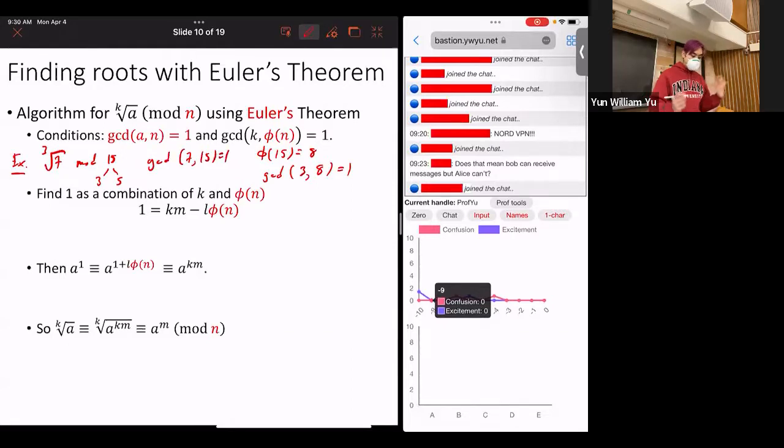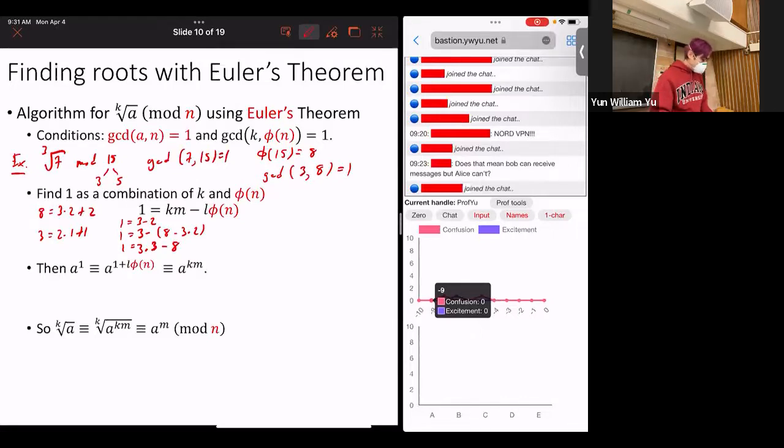So what do we do? Well, we find 1 as a combination of k and phi of n. So let's do that. 8 is equal to 3 times 2 plus 2. 3 is equal to 2 times 1 plus 1. So that means 1 is equal to 3 minus 2. 1 is equal to 3 minus (8 minus 3 times 2). And then 1 is equal to 3 times 3 minus 8. 1 is equal to 9 minus 8. That makes sense.